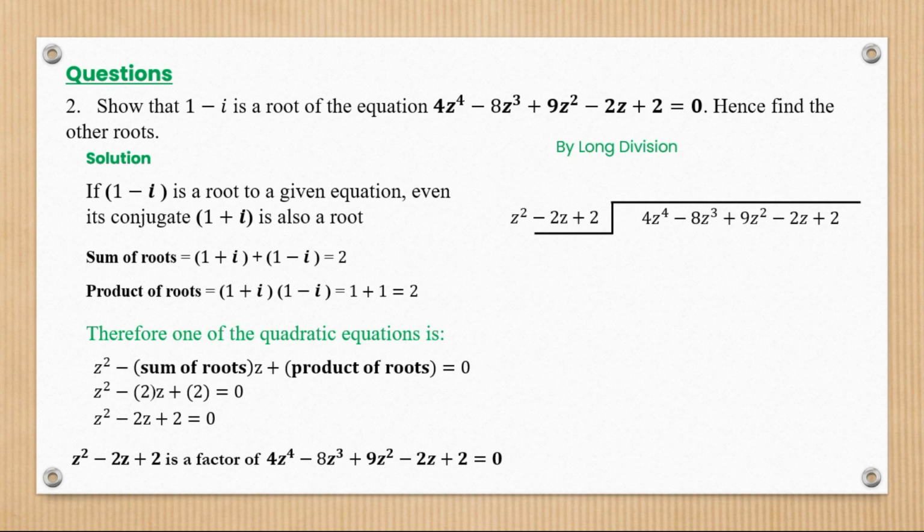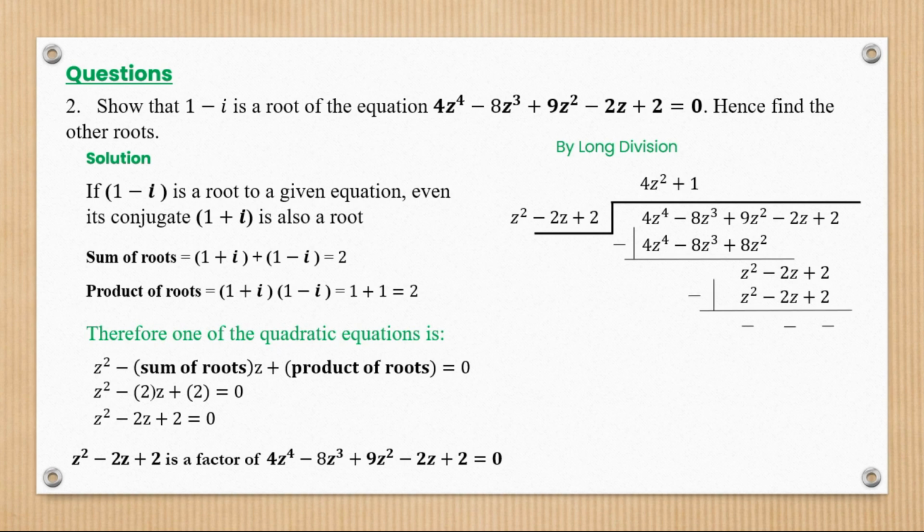Insert that there. We can see that 4z^4 divided by z squared is equal to 4z squared. Multiply the 4z squared by the values on the left hand side, and you end up with that. When we do a subtraction, our answer is z squared minus 2z plus 2. So z squared divided by z squared is 1. We end up having a 1, and 1 times the values on the left is equal to that, and hence we are left with no remainder. Since there is no remainder, it means that 1 minus i is actually a root of the equation.